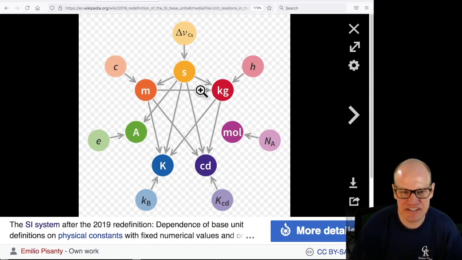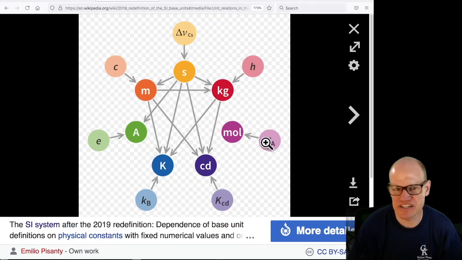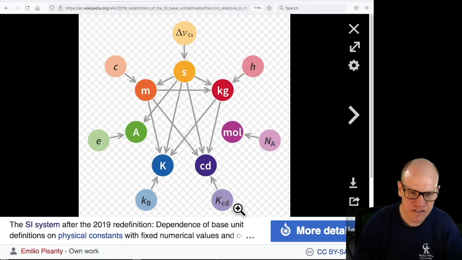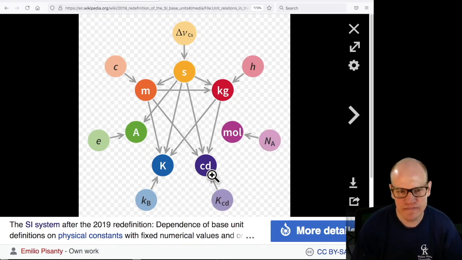Notice that it's completely detached from all the other units, which is an indication that chemistry is not a real science. Candela is the same as it was before. The Boltzmann's constant, so this is Planck's constant up here. I hope I said that right. This is Planck's constant up here. And then this down here is Boltzmann's constant.